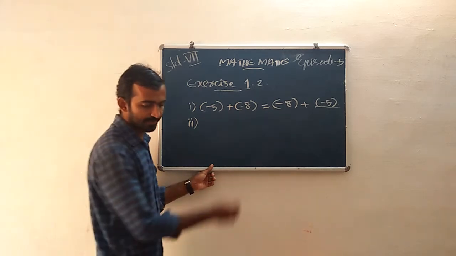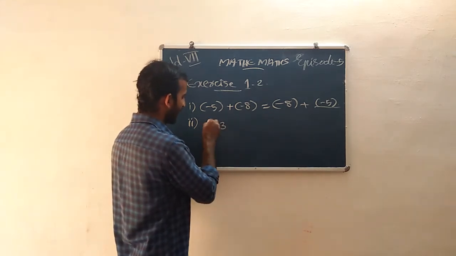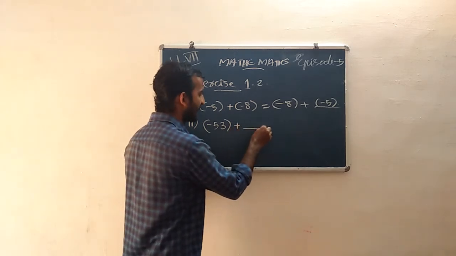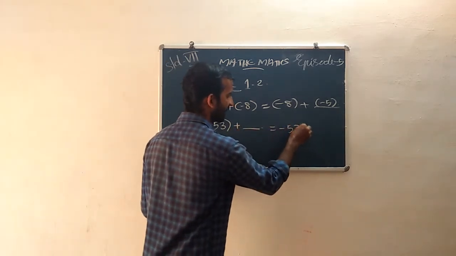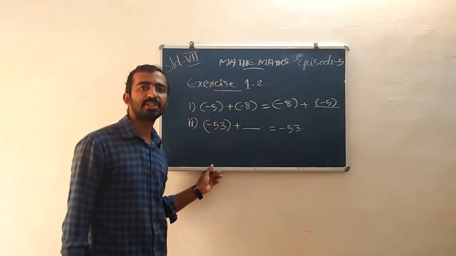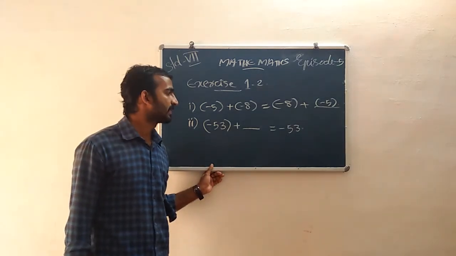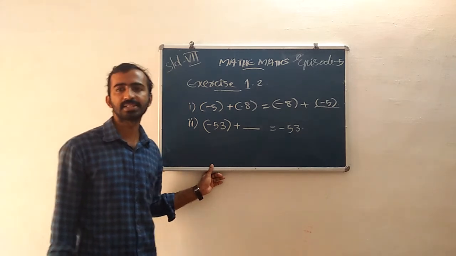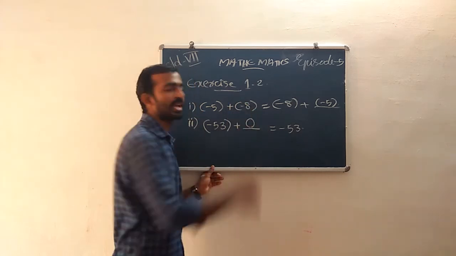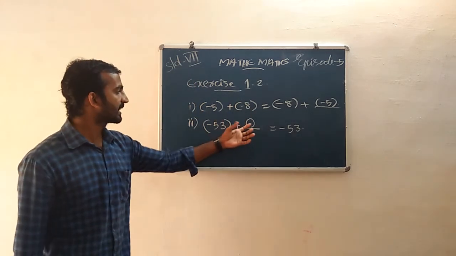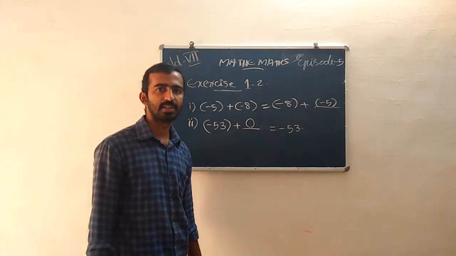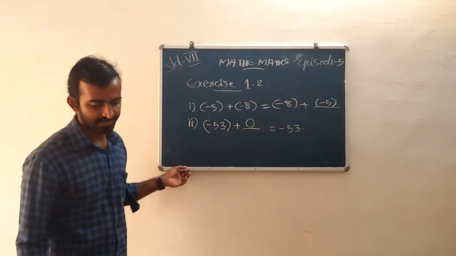The second statement is negative 53 plus dash equals negative 53. What may be the answer? Anyone can say? Yes, the answer is 0. When we add 0 to negative 53, we get the answer negative 53. Is it?